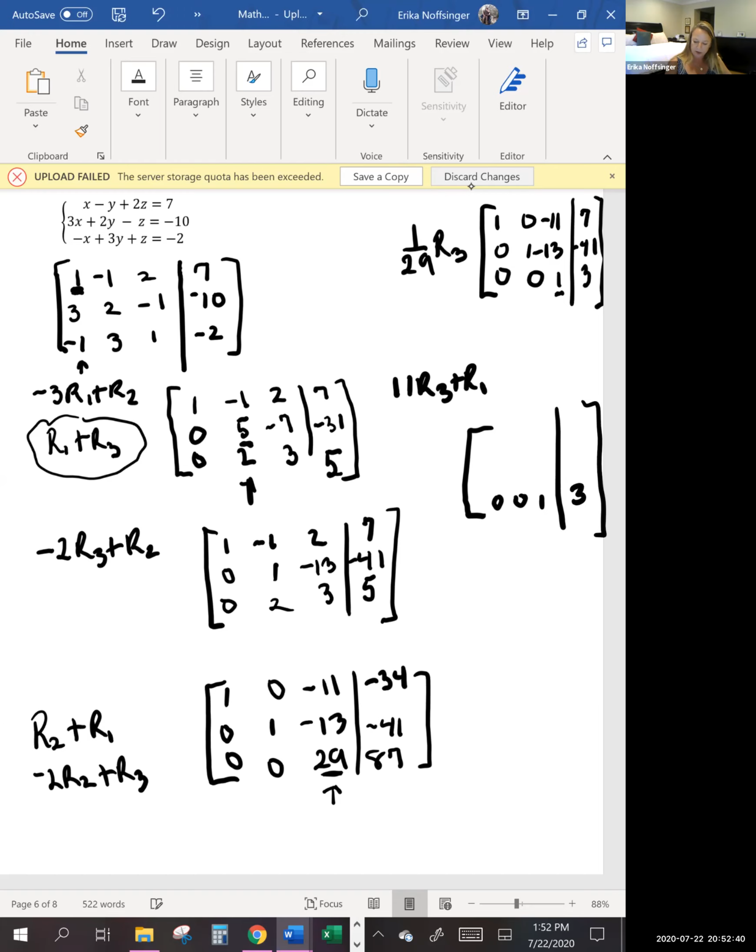So here we go. We got 1 in the first row, 0. 11 times 1 is 11, minus 11 is 0. 11 times 3 is 33. 33 plus 7 is 40.